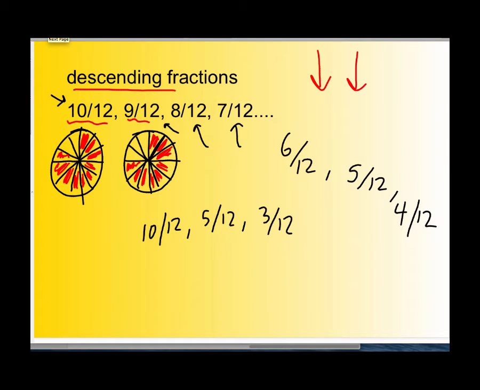And please don't be tricked. These are still fractions. It's just that I'm not writing them like this. Perhaps I should be writing them like that. You might recognise them slightly more if I wrote them like that. However, they are exactly the same. They are still fractions. And you can see that they are descending. They are going down in value.